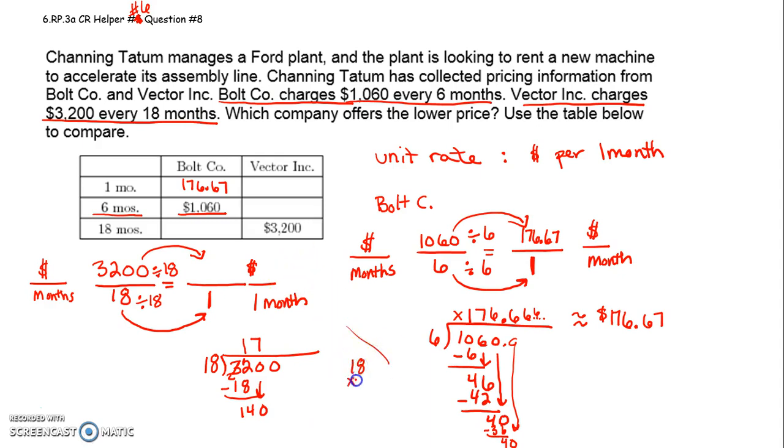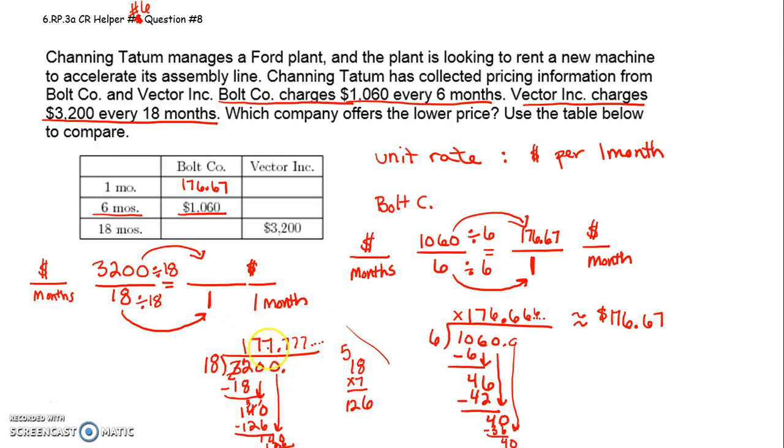So 18 times 7. 7 times 8 is 56. Put down the 6, carry the 5. 7 times 1 is 7, and 5 more is 12. So that gets me to 126. Subtract off. 10 minus 6 is 4. 3 minus 2 is 1. Of course, we're going to have the same issue here. Bring down a 0. That's going to be 7 again, and that would be 126. Let's hope I'm not making any mistakes here. So this is going to be 7, 7, 7, if I'm correct.